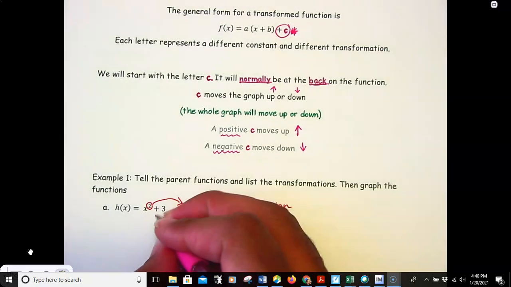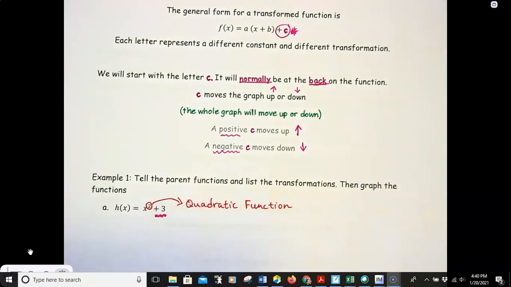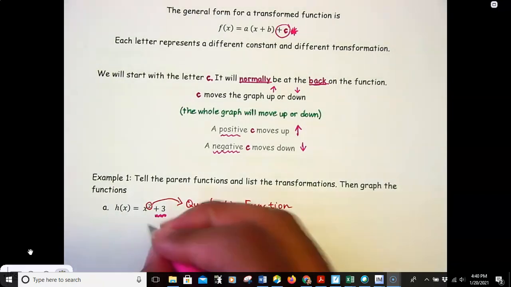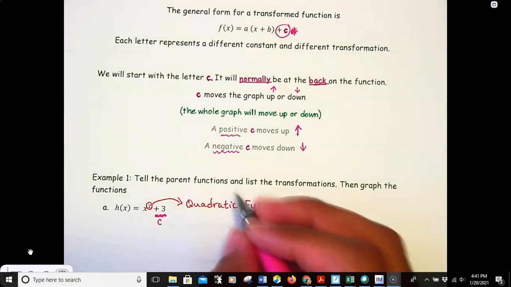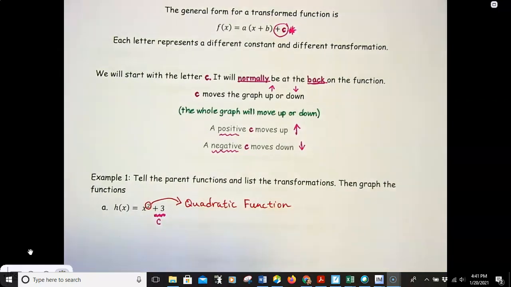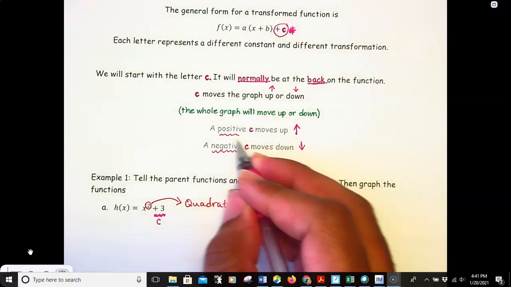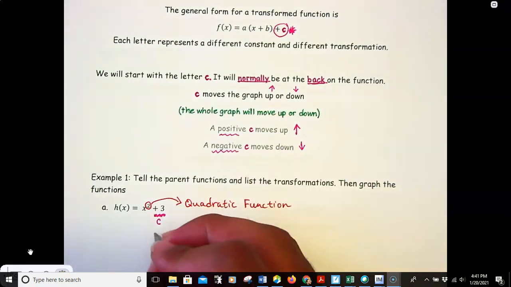Then here we have a plus 3. That's on the back of it, so that's C. That means it's going to either move up or move down. And since it's positive, it's going to move up.